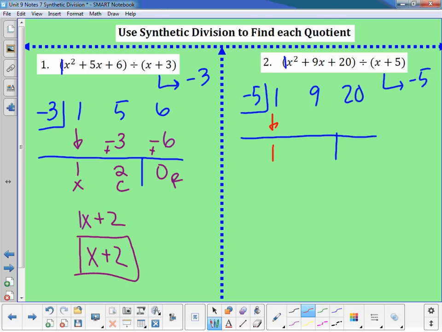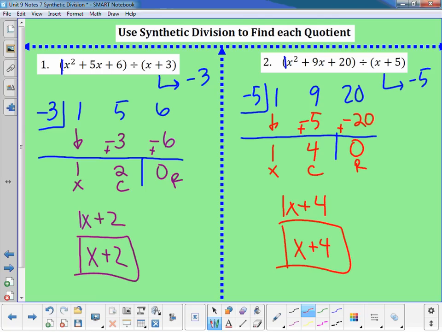So the 1 stays the same. Multiply and add, that's -5. Add them together, I get 4. -5 times 4 is -20. Add them together, I get 0. So again, my remainder is 0. Now my constant's 4. My x term is just 1x. So I'd have 1x plus 4 with no remainder, or again, we could just write that x plus 4.